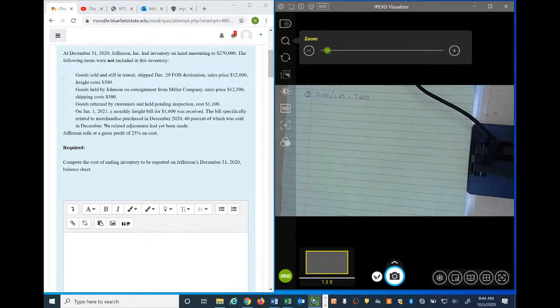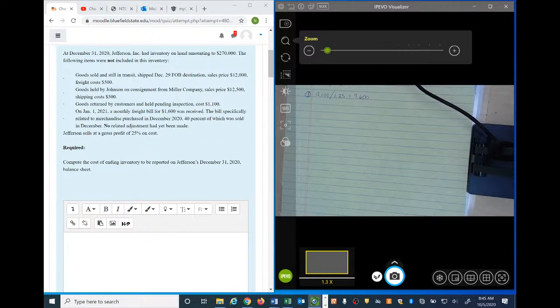Goods returned by customers and held pending inspection, cost of $1,100. I guess it's our inventory again since it's been returned to us. Do we have that back? We would, but we're still pending inspection. So right now it's kind of in a holding point. That's correctly accounted for, not being included, because we still have to inspect the inventory before we put it back in inventory, okay?